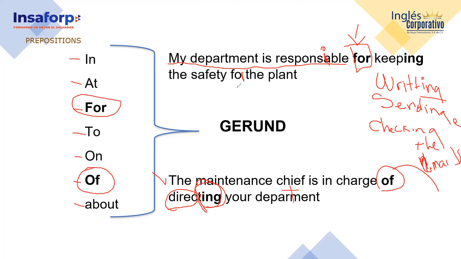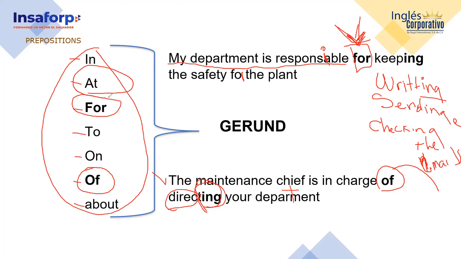Okay, now you see that we are changing the ing. What is the reason for us to be writing the ing? Because we have this preposition. And when we have any of these prepositions, if we are going to use a verb after them, then we are going to use ing, right? We are going to use another one, for example, at.